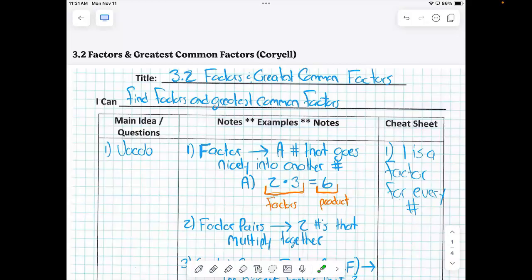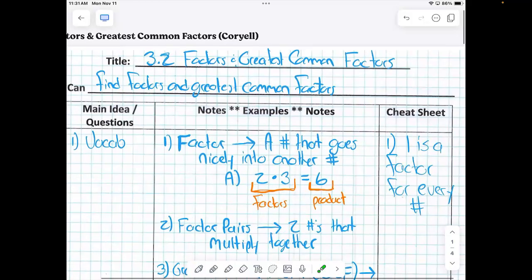Today we finished finding factors and greatest common factors. Can you find them? Yes. Okay, let's talk. A factor is a number that goes nicely into another number. So I have a question.